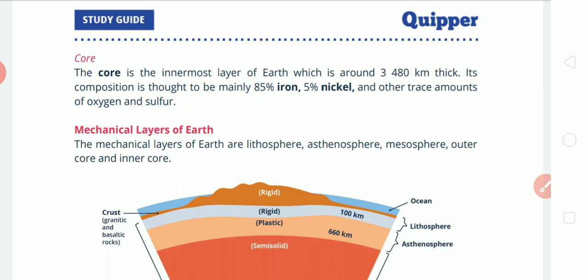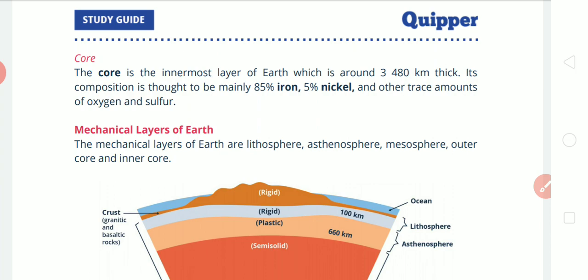So, we can say that the core is mainly made up of iron, considering the percentage it is made of, 85% iron. So therefore, most of the components of our core are made up of iron.